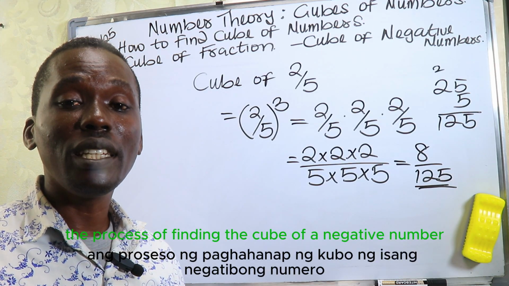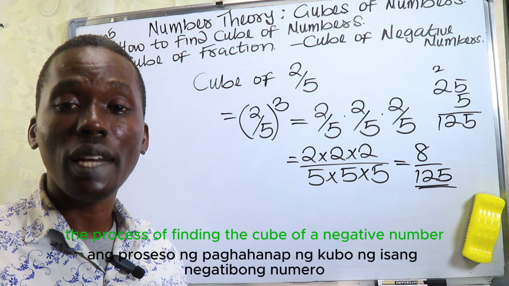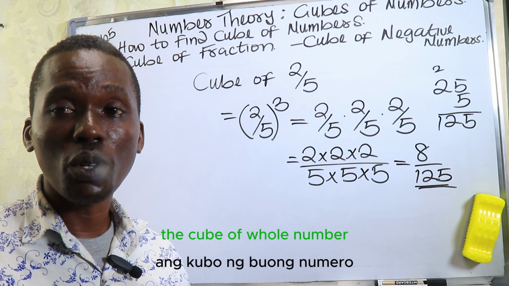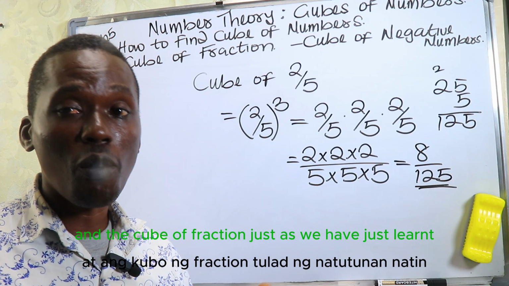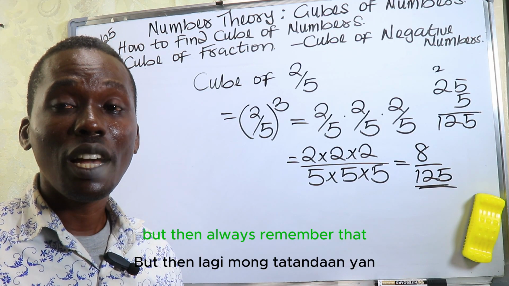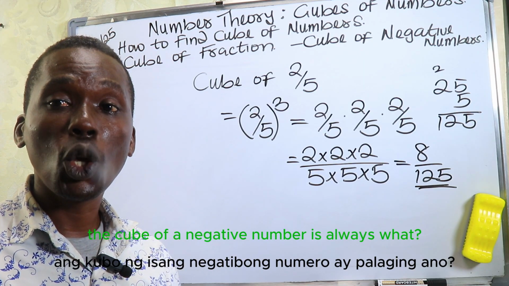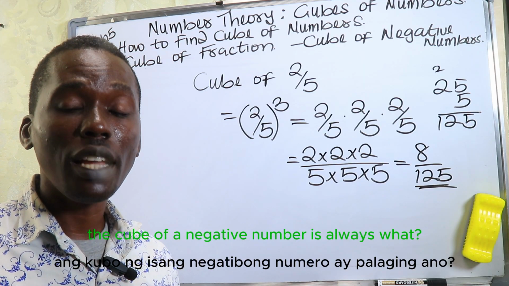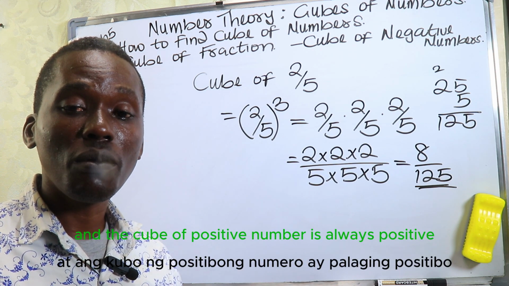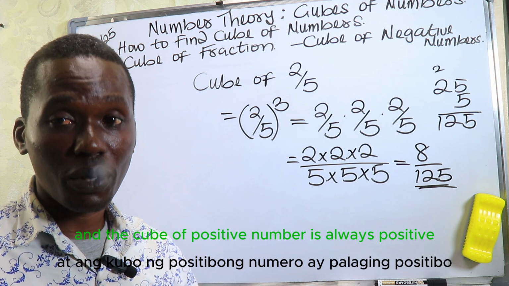The process of finding the cube of a negative number is the same as that of finding the cube of a whole number and the cube of a fraction, just as we have just learned. But then, always remember that the cube of a negative number is always what? Negative. And the cube of a positive number is always positive.